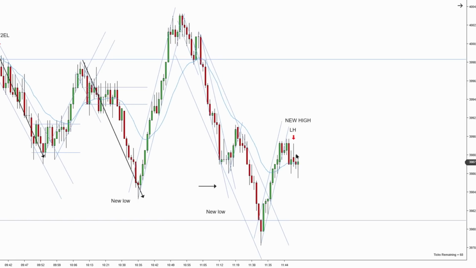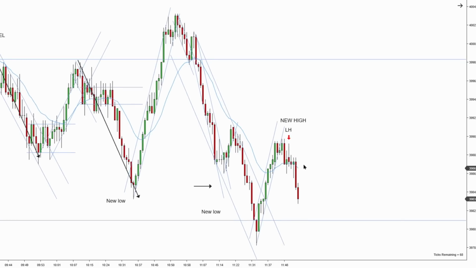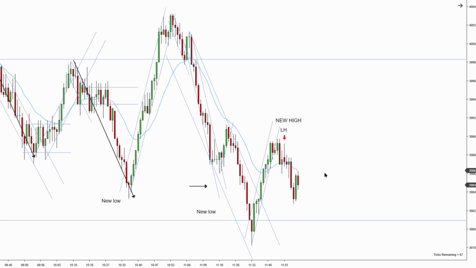You're also expecting a filled second entry long: new high, first entry long, pullback, second entry long. Can you get a failure? You cannot. The market already continued working lower. You have a filled second entry long here, and it's already a little bit too late.